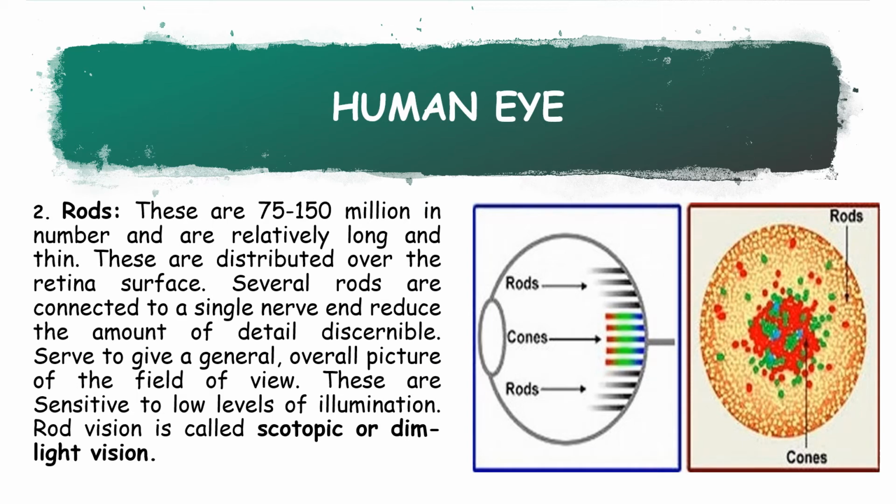The rods are 75 to 150 million in number and are relatively long and thin. These are distributed over the retina surface. Several rods are connected to a single nerve end, which reduces the amount of detail discernible. They serve to give a general overall picture of the field of view. These are sensitive to low levels of illumination. Rod vision is called scotopic or dim light vision.